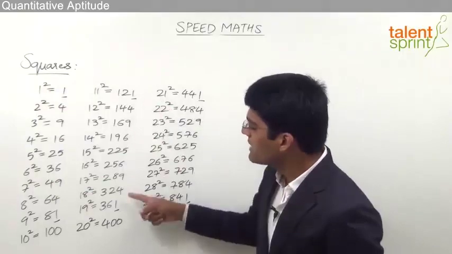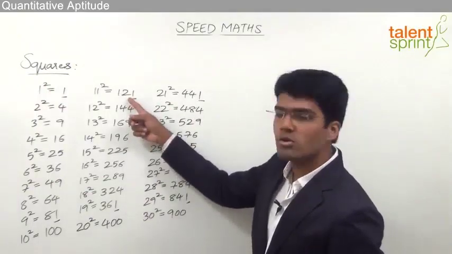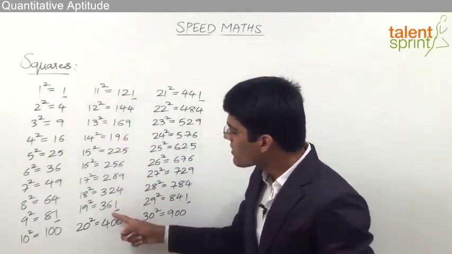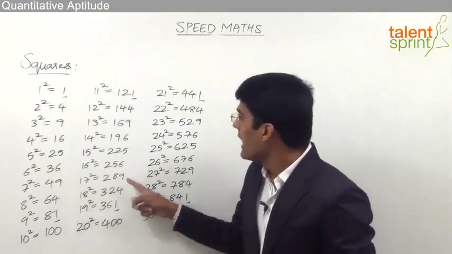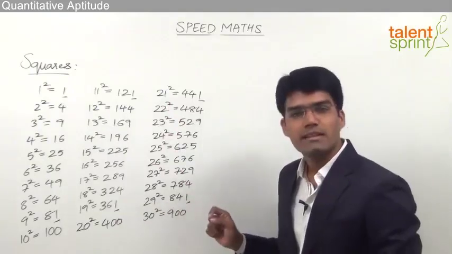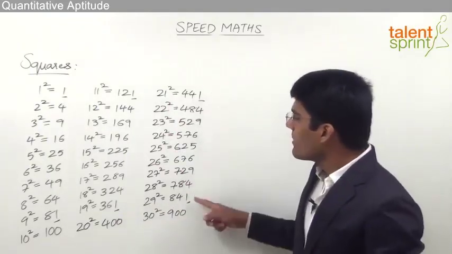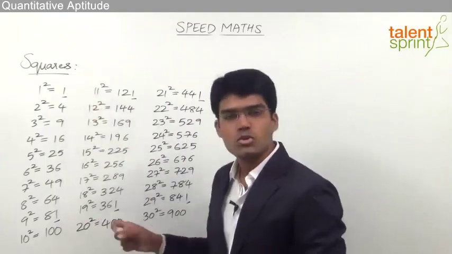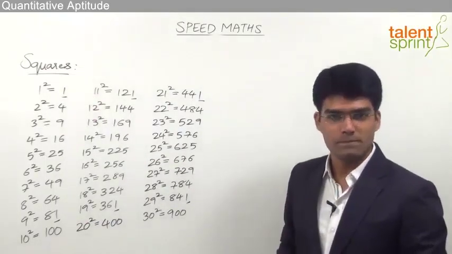Similarly in 121 and 361, you see that square root of 121 is ending in 1, square root of 361 is ending in 9. And square root of 441 ends with 1. Square root of 841 ends with 9. So very clearly, whenever a number ends with 1, its square root has to end with either 1 or 9.